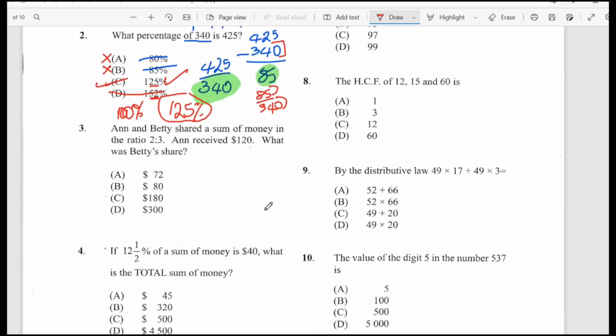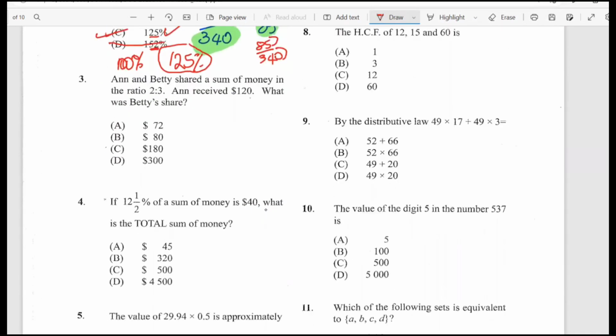Number 3 says, Anne and Betty shared a sum of money in the ratio 2:3 and received $120. What was Betty's share? Anne and Betty, so the 2 is for Anne.